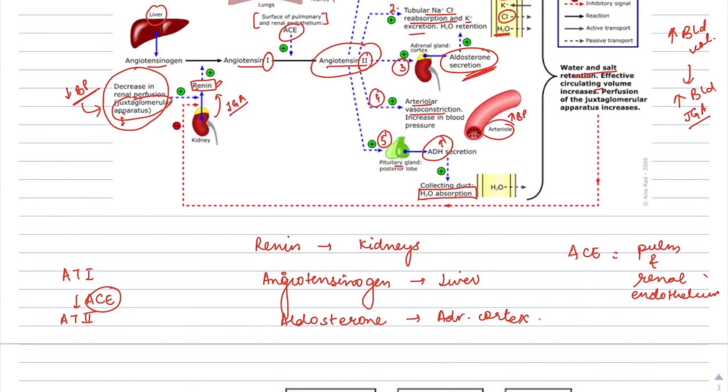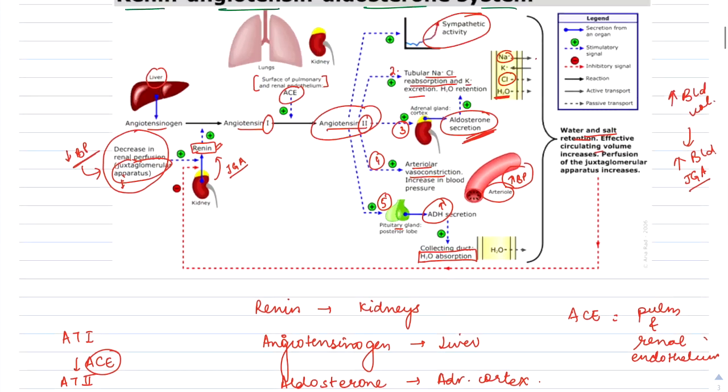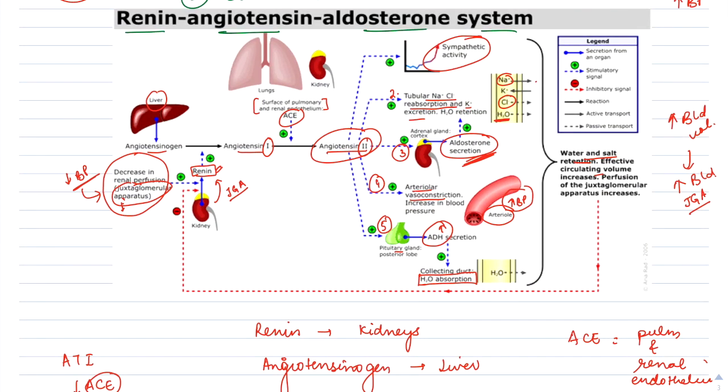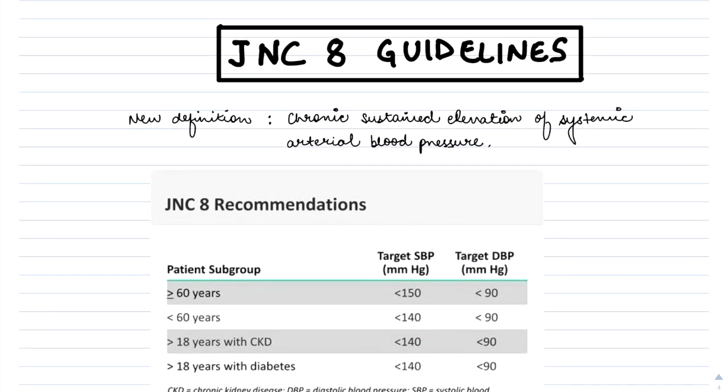Okay, so basically, angiotensin 2 and aldosterone help in increasing the effective circulating volume, and thus increasing the blood pressure. And also there is a direct effect of angiotensin 2 on the arteriolar vessels, causing arteriolar vasoconstriction, thus increasing BP. So this was the long-term regulation of BP through the renin angiotensin aldosterone system. Next, we will discuss the JNC8 guidelines.